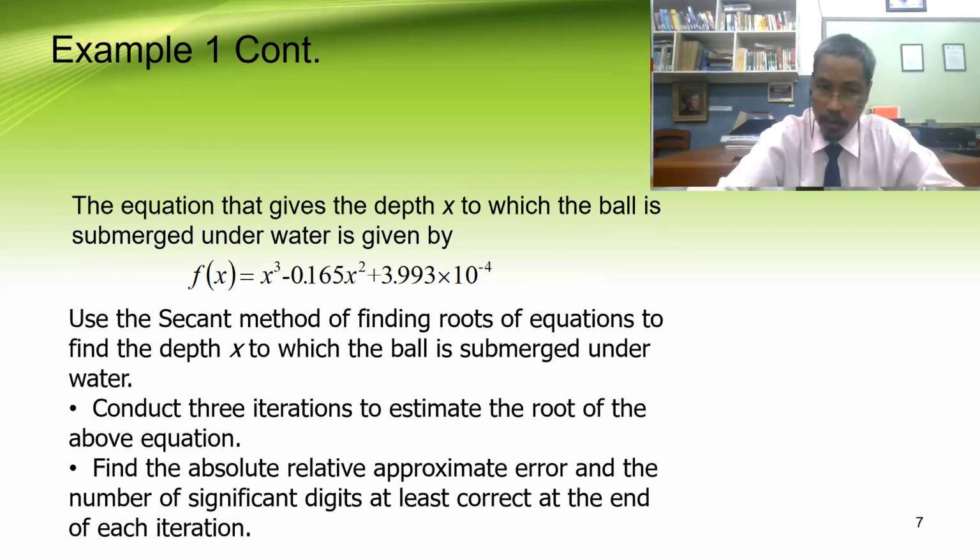We have the same given equation, which is f(x) equal to x cubed minus 0.165 x squared plus 3.993 times 10 to the negative 4. Use the secant method in finding the root of the equation. It is the depth x to which the ball is submerged under water. Let us take note to conduct 3 iterations to estimate the root of the above equation. Find also the absolute relative approximate error and the number of significant digits which is supposed to be correct for each iteration. So let us go.